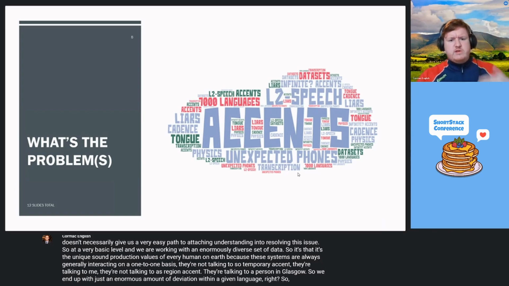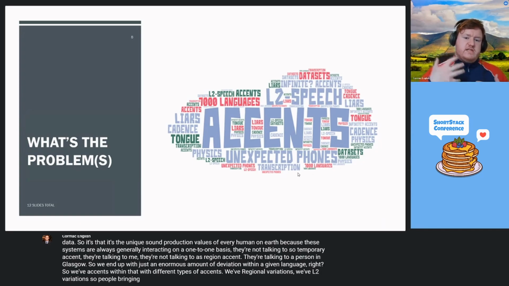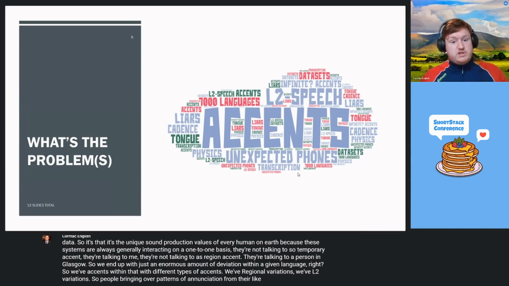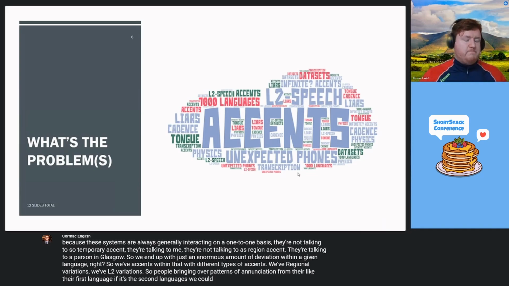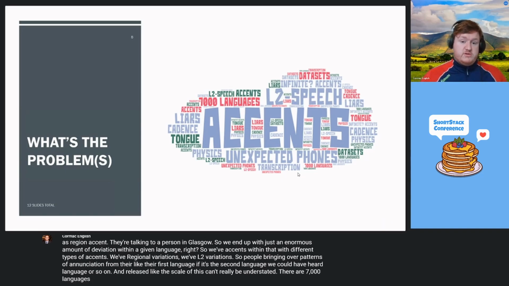So we have accents. Within that, we have different types of accents. We have regional variations. We have L2 variations, so people bringing over patterns of enunciation from their first language, if it's the second language they speak, or the third language, or so on. And the scale of this can't really be understated. There are 7,000 languages being spoken at the moment, within that infinite variation of accents.